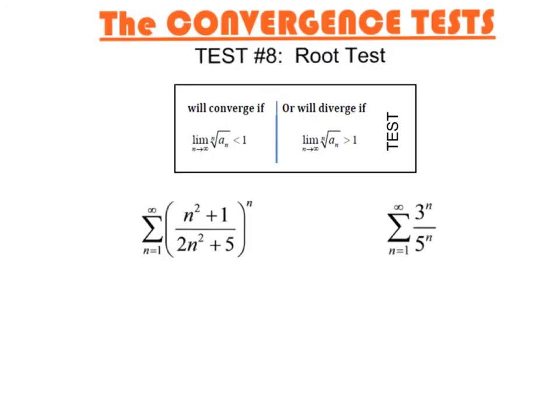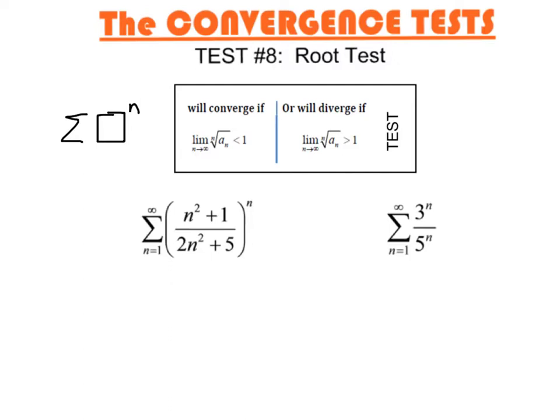All right, the root test. There's a lot of different ways you can look at it, but I think the simplest way that I've always thought is basically, let's say you have a series where some function is all raised to the nth power. If that function, or if that box, is less than 1, then the entire series will converge.